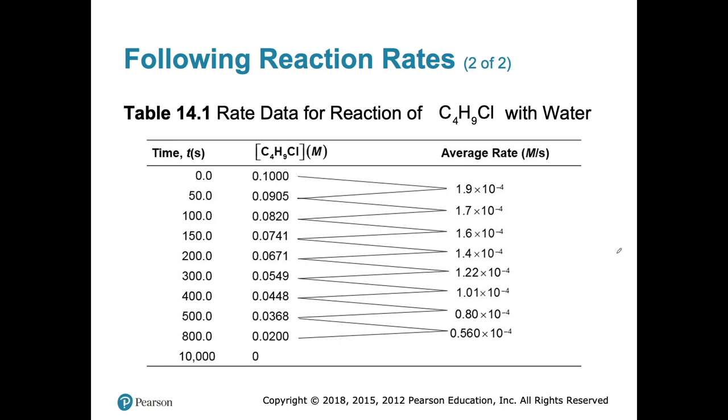The other thing to notice is that at the very beginning of the reaction the rate is faster, but by the time you get to the end of the reaction, the rate is like a fourth of it. So two things to notice in this chart: as time passes, the concentration of chlorobutane decreases, and as time passes, the average rate of the reaction decreases.